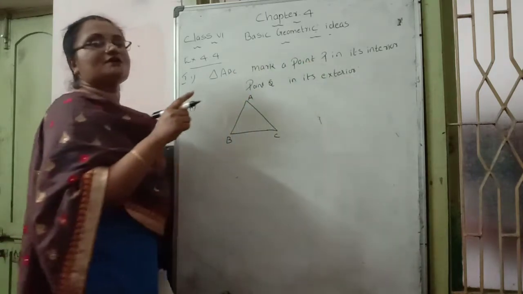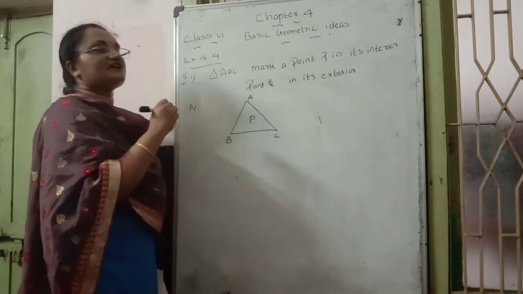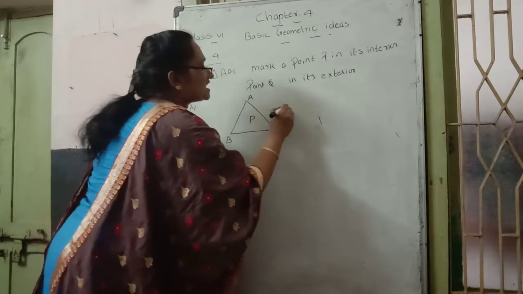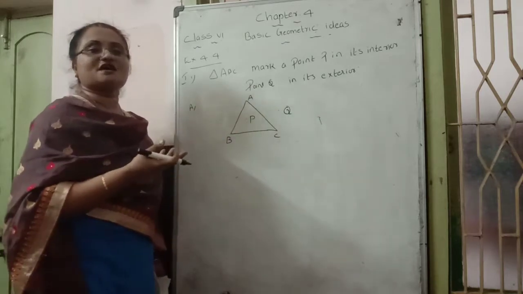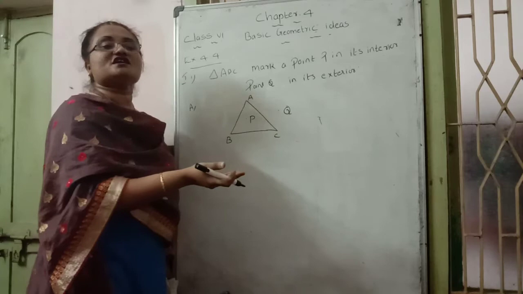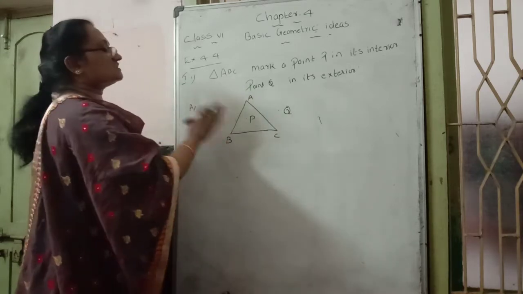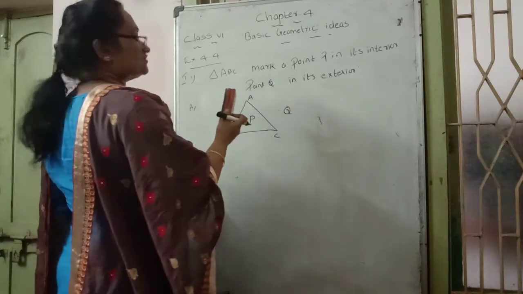Mark the point P on the inside of the triangle, and mark the point Q on the outside of the triangle, on any side, here or here or here, anywhere you can mark. These are the outside part. So point Q is marked outside the triangle. This is the rough diagram of triangle ABC. This is our first question.